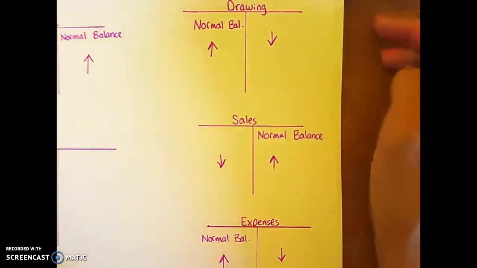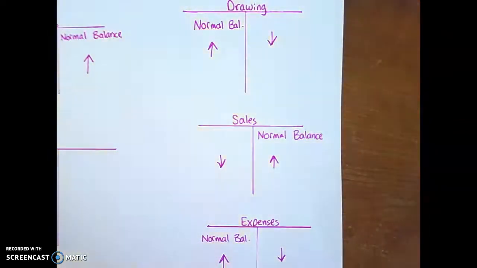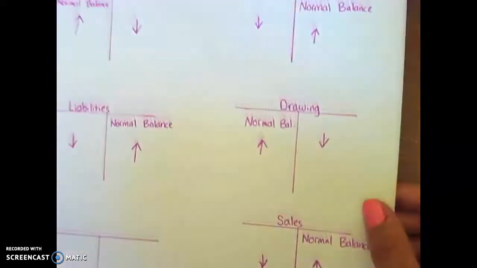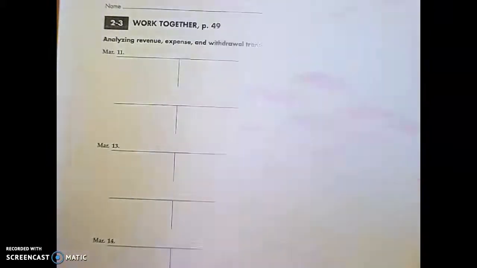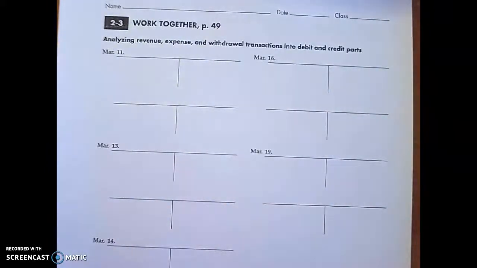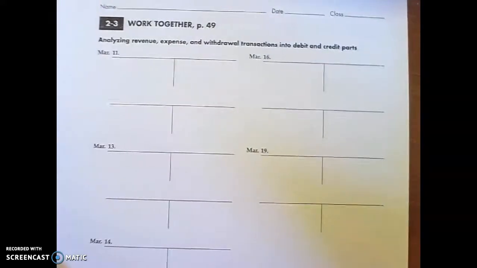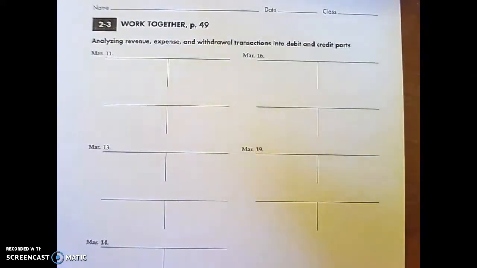But if you make a sheet such as this, it will help you, something you can reference to kind of help you out as well. So our work together for 2-3 is on page 49 in the textbook, and it's also on page 27 in your workbook. We're going to use the same accounts that were listed in the 2-2 work together, so you can reference that in your textbook as we need to.